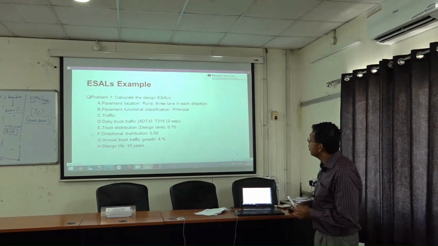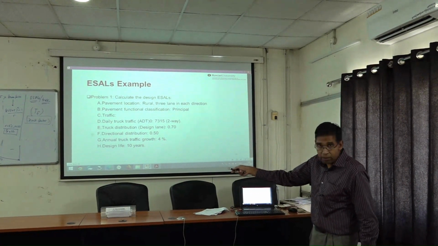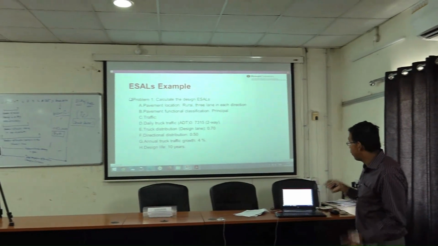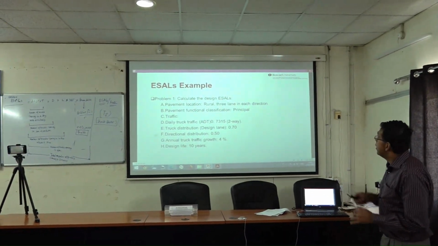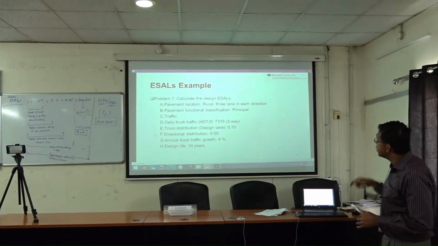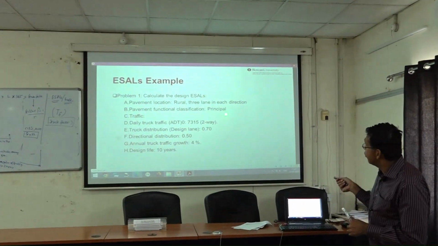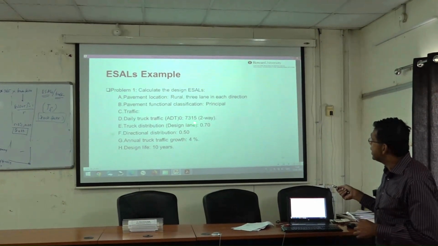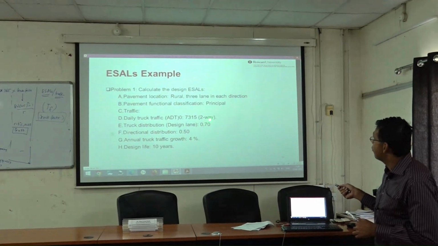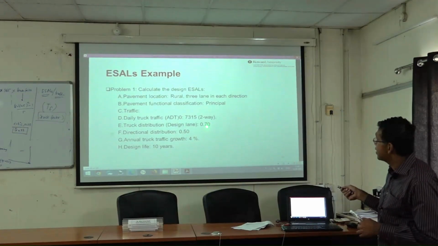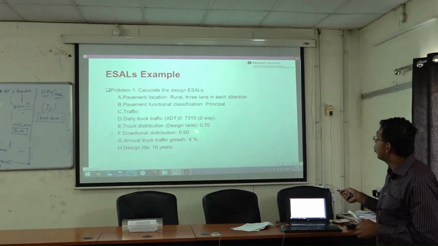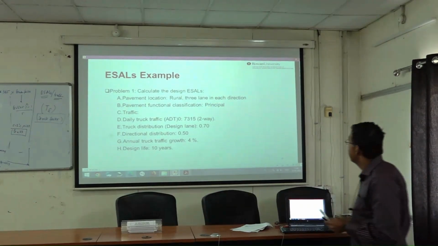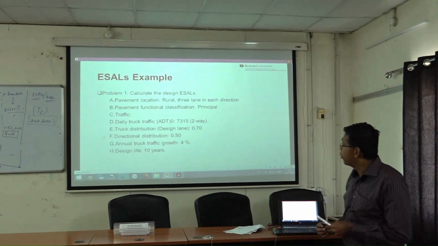Let's try this. I want you to use this equation. Can everybody get your papers, pens, whatever you have? Rural, 3 lanes in each direction. Pavement classification: principal arterial. ADT is 7315. Truck distribution is 0.7. That's your L. And growth rate is here. Truck traffic is already given to you.